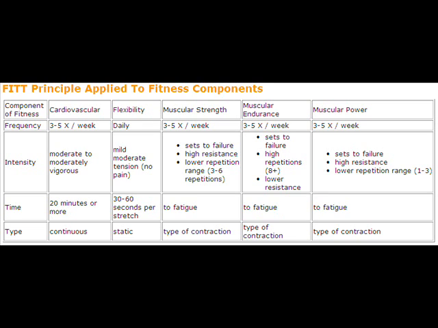When we look at muscular power, as well as speed and agility, it fits into this section here. Again, we're looking at something that's 3 to 5 times per week. The sets go to failure. We're looking at high resistance and a lower repetition range, somewhere in the neighborhood of 1 to 3 reps. Again, we're going to fatigue, and we're looking at some type of contraction.